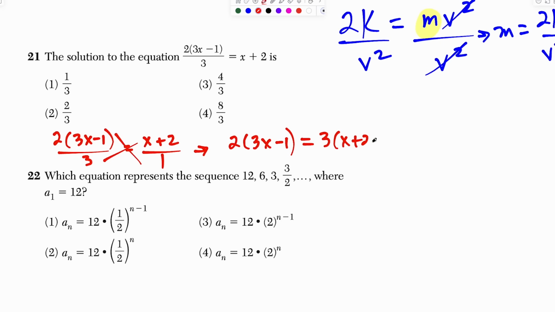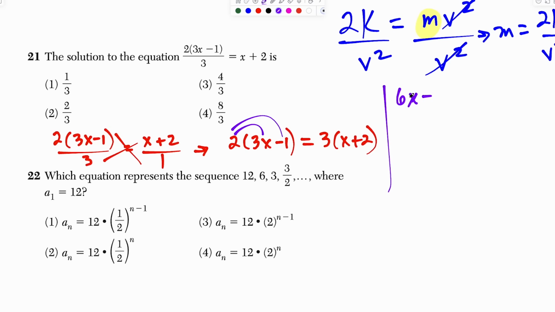But for this one, we have to be very careful. We have to make sure we use the distributive property. So now in the next part here, we're going to distribute. So let's just change colors here. So we're going to do 2 times 3x, and I'll write that over here, is 6x. And then we have 2 times negative 1 is negative 2.